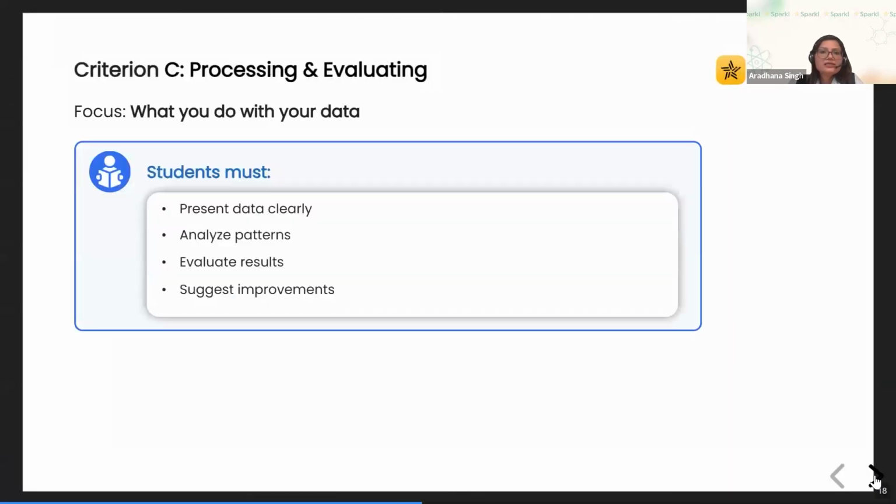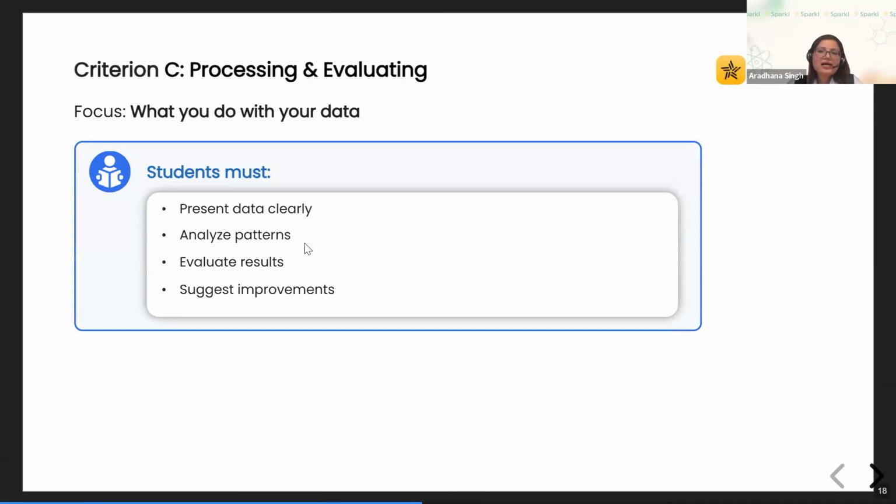Now criteria C, processing and evaluating. Now you have collected the data in criteria B, right? You have to analyze and process the data. You should present the data clearly in a tabular form and also in ascending order of IV.